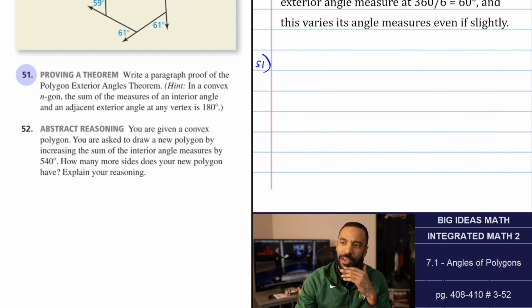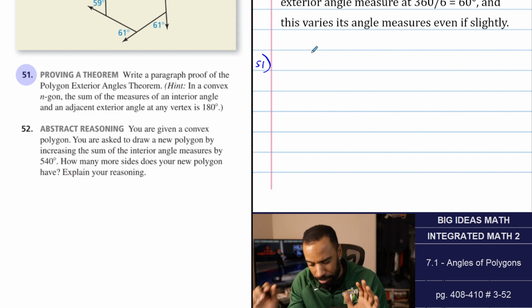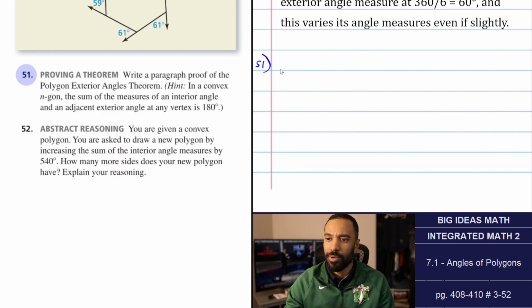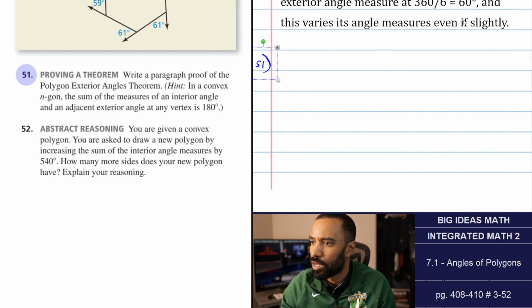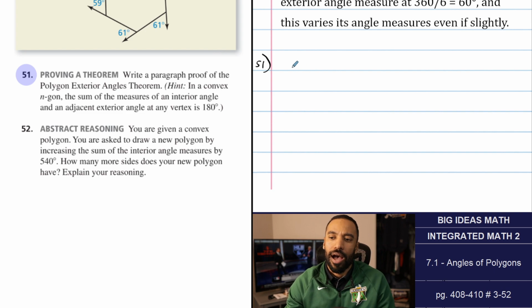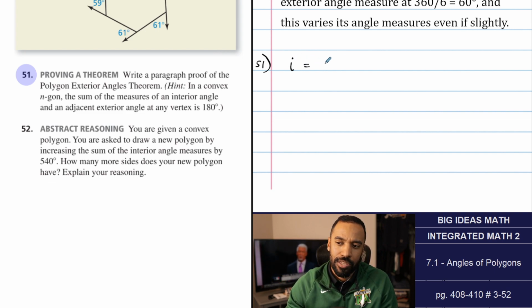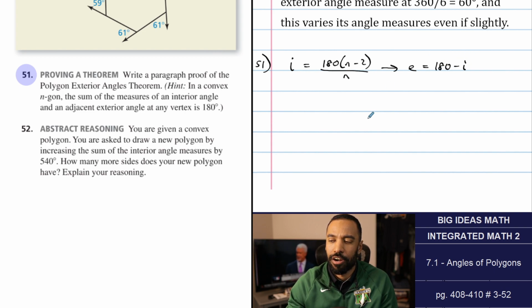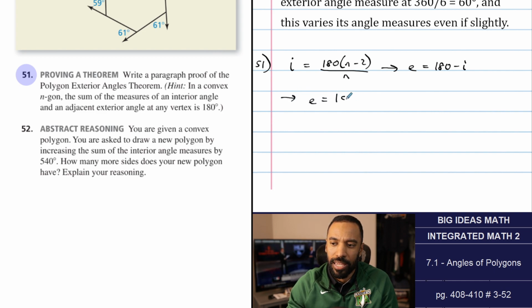So let's see. How do I want this? So we can say, let me think of the math version of this, first of all. Why does it keep going to blue? I thought it was in black. Let's think about this. So I is 180 times (n minus 2) all divided by n. But E is 180 minus I. Therefore, and I know this isn't a paragraph, but therefore, E is 180 minus 180 times... Oh, this is a sum.